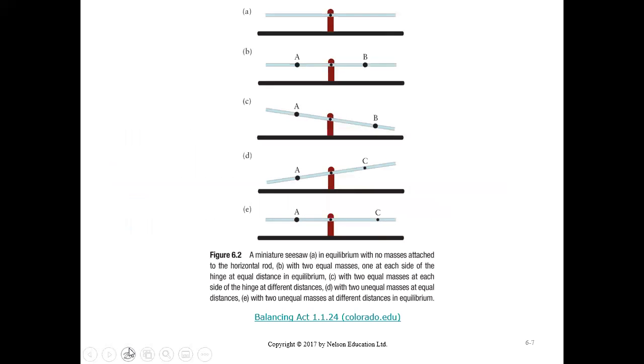Now to introduce this torque, we have this very nice example. This is what is called a miniature seesaw. Okay, in the playground, you have this thing, people sit on either side and you go seesaw. Okay, that is seesaw.